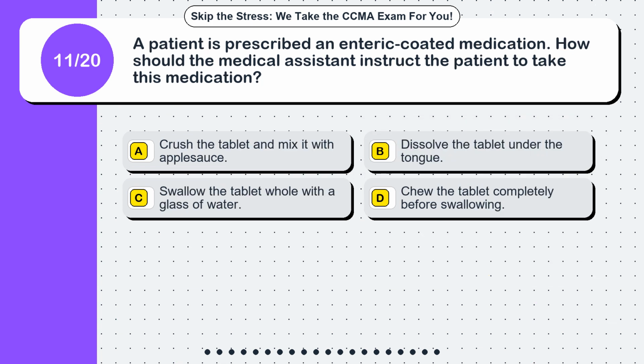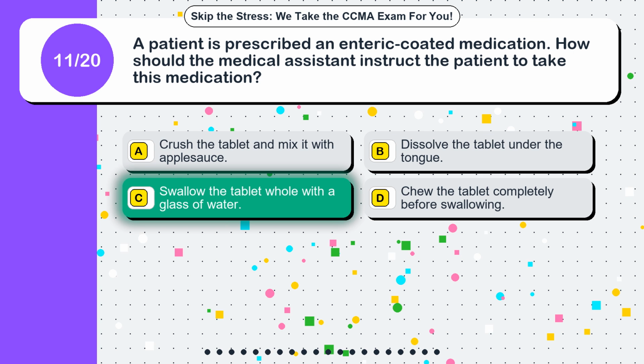Question 11. A patient is prescribed an enteric-coated medication. How should the medical assistant instruct the patient to take this medication? Option A, crush the tablet and mix it with applesauce. Option B, dissolve the tablet under the tongue. Option C, swallow the tablet whole with a glass of water. Option D, chew the tablet completely before swallowing. The correct answer is option C. Swallow the tablet whole with a glass of water.